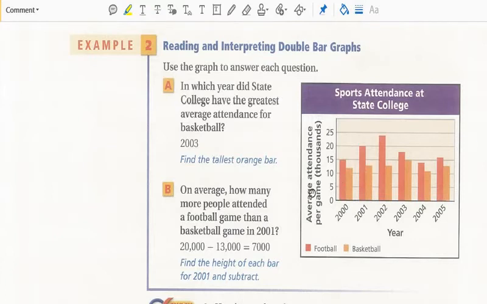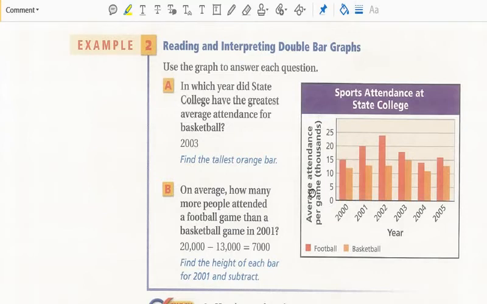Okay, so just by looking at the graph, which has more attendance, the football or the basketball? I'm comparing between the two colors I have. I have red for the football and orange for the basketball. Just by looking at the graph, what is the more attendance? It's the red one, which is football.